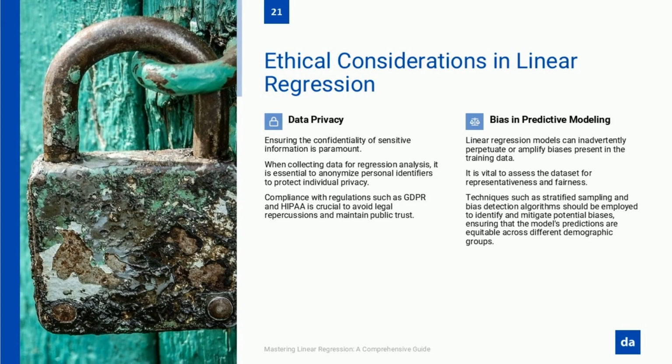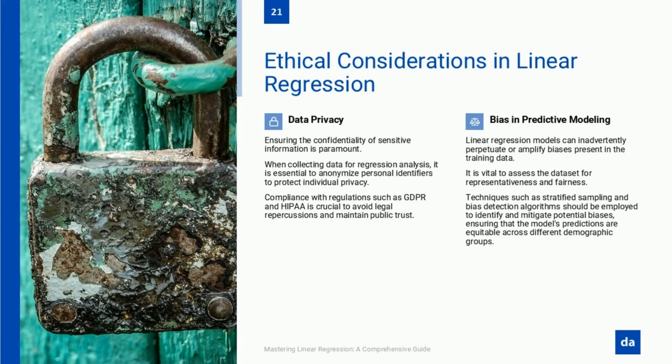Beyond privacy and bias, we must also consider transparency and accountability. If a regression model is used in a high-stakes decision, like determining credit scores, hiring candidates, or setting insurance rates, who is responsible when the model makes a mistake? A black box approach, where companies refuse to explain how their models work, can lead to unfair and unchallengeable decisions.